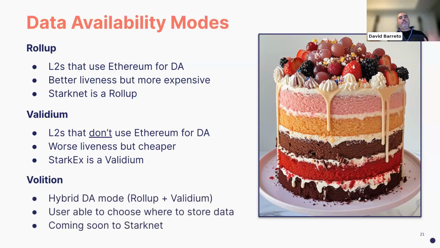Finally, the third DA mode is called Volition, which is a hybrid DA mode. It's a mix between rollup and Validium because the user is able to choose where to store the data, right? Is it on-chain or is it off-chain? And that's something that's going to come soon to Starknet, maybe this year, maybe beginning of next year. I don't know exactly when.